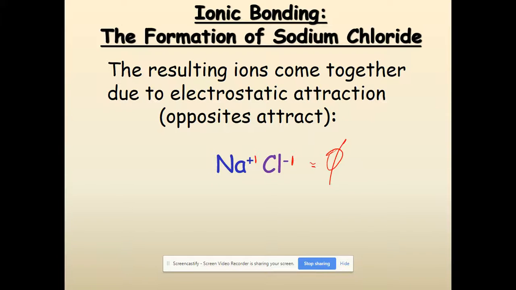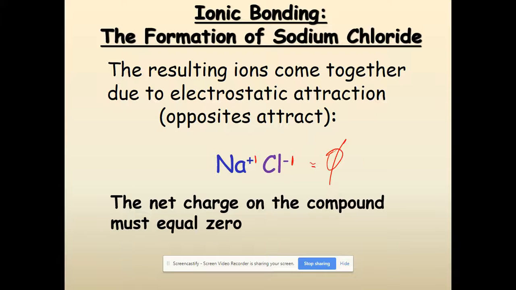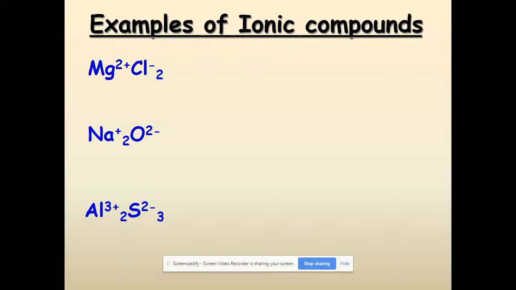Overall charge is 0. So the net charge on any compound, on this compound, on literally any other compound, the net charge must equal 0. That's a rule. Compounds have a charge of 0. And that's why ionic bonds work so well, because we have opposite charges coming together. So here's just some examples. I don't want you to worry yourselves with these, but up here we have magnesium and chlorine. So magnesium, we know if we look at the periodic table, has a +2 charge.